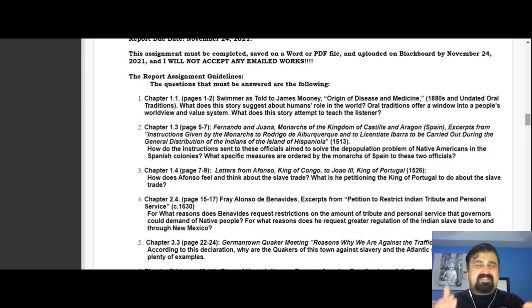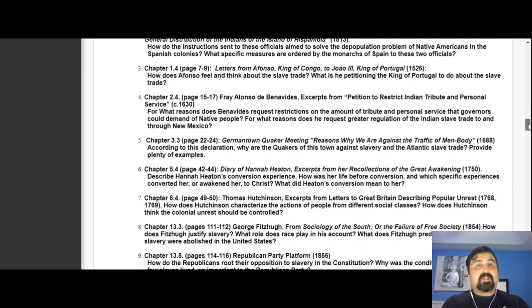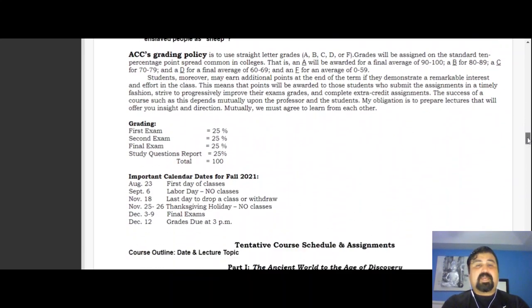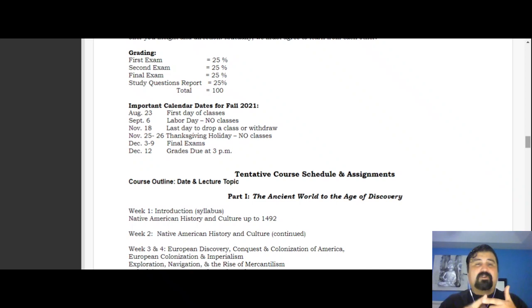This is double spaced, and you're going to have to save it as a Word or PDF file and upload it by the due date, November 24th, on Blackboard. So, a very simple assignment, if you will. The grading for this course is 4 major grades: first exam, second exam, final exam, and study questions report, each 25% of the final grade.